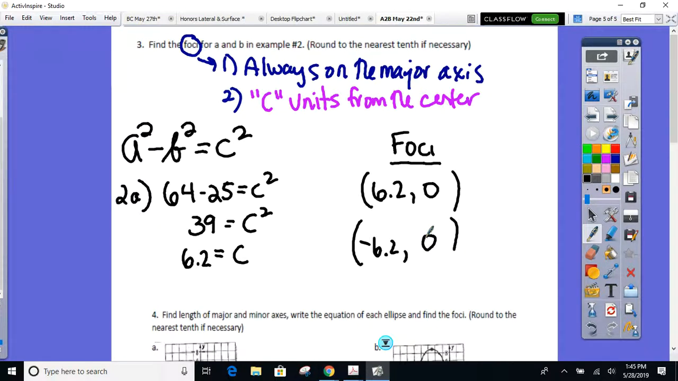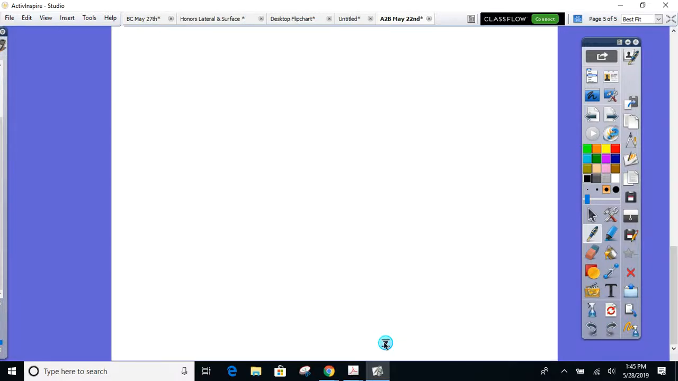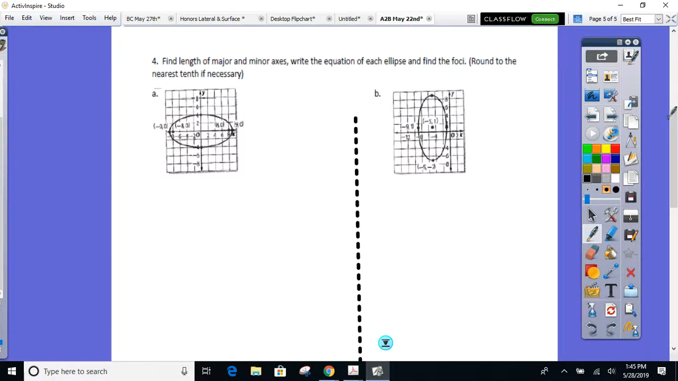All good? Okay. Got 2 more with me. We're putting it all together now. There's the graph. On your own, just using the graph, what's the length of the major and the minor? Be careful, they're going by 2s.